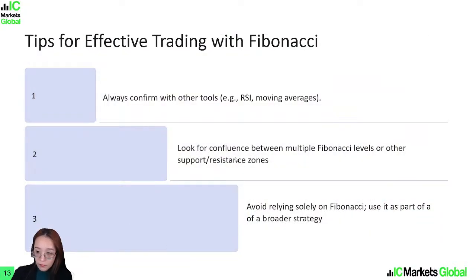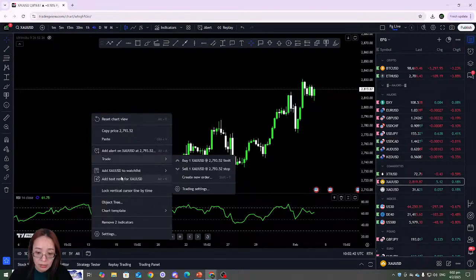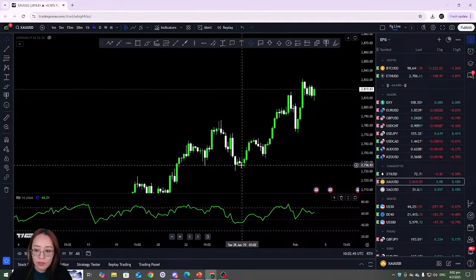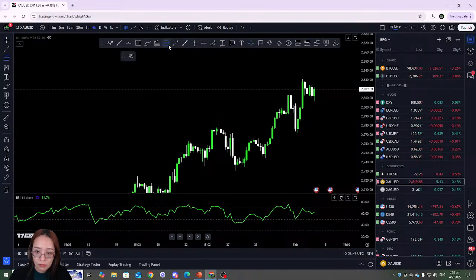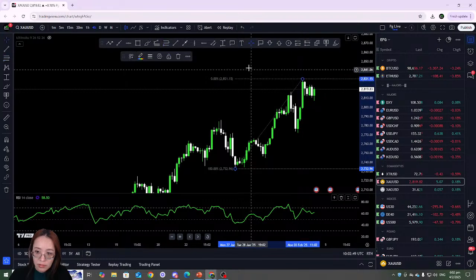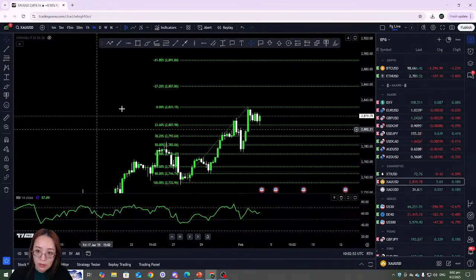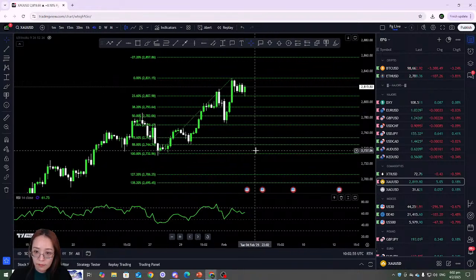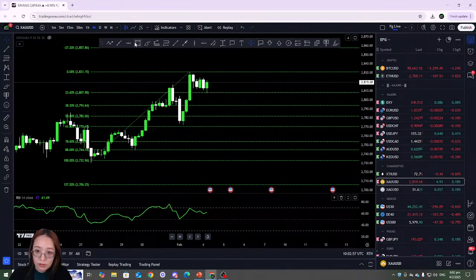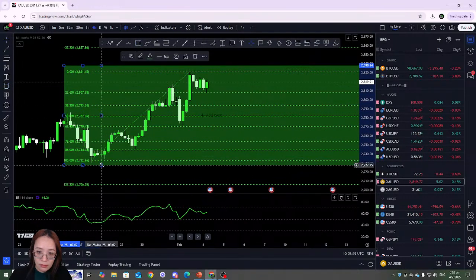Look for the confluence level. I just mentioned already: avoid relying solely on Fibonacci. A lot of traders, even new traders, have a question. They ask me, there are so many Fibonacci retracement numbers, which numbers do we use? Ignore the negative ones or extension ones. The Fibonacci levels that we are using, these are the only ones, right?